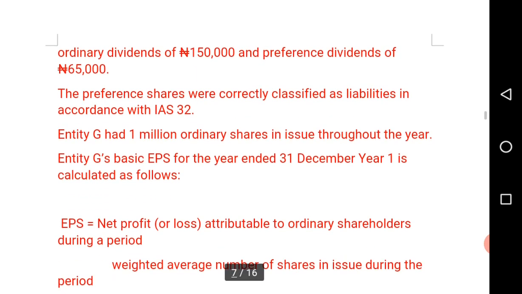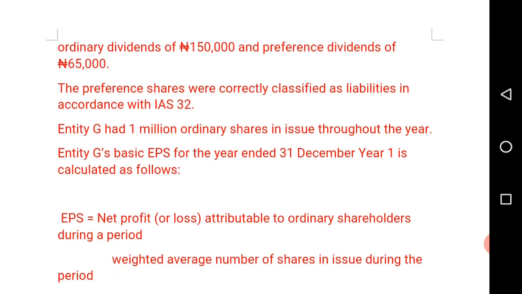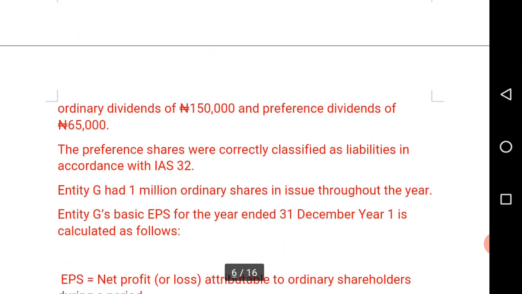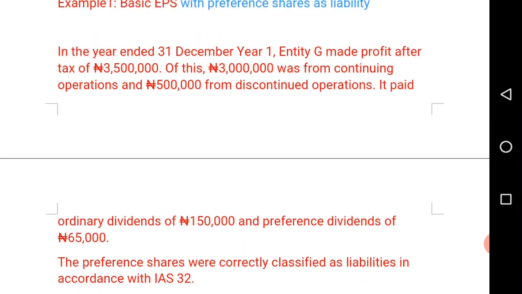So now we have the basic EPS, which has the same formula as the regular EPS calculations: net profit or loss attributable to ordinary shareholders during the period divided by the weighted average number of shares in issue during the period. So the numerator is earnings. How do we get earnings? Profit after tax here, they wrote it as 3.5 million. Out of these, 3 million was from continuing operations, 500,000 was from discontinued operations. So we're only concerned with the 3 million here. Ignore the 500,000.